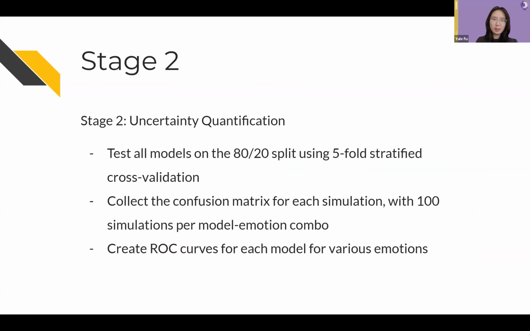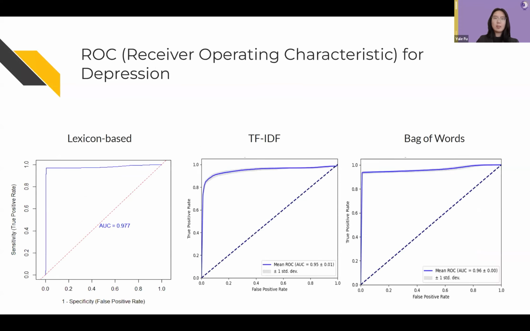So stage 2, we did an uncertainty quantification. We tested all the models again on the 80-20 split, but we used a 5-fold stratified cross-validation. And we did the same thing with collecting the confusion matrix. We also generated an ROC curve for each model and for each emotion. And as you can see for the ROC curve for depression, lexicon-based again performs the best.